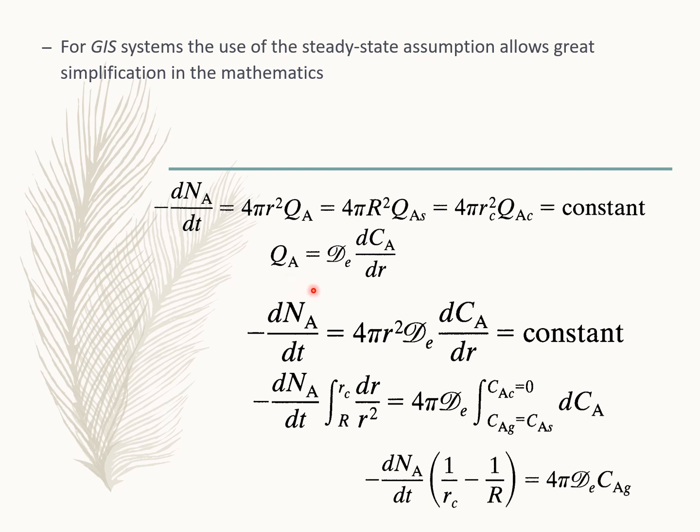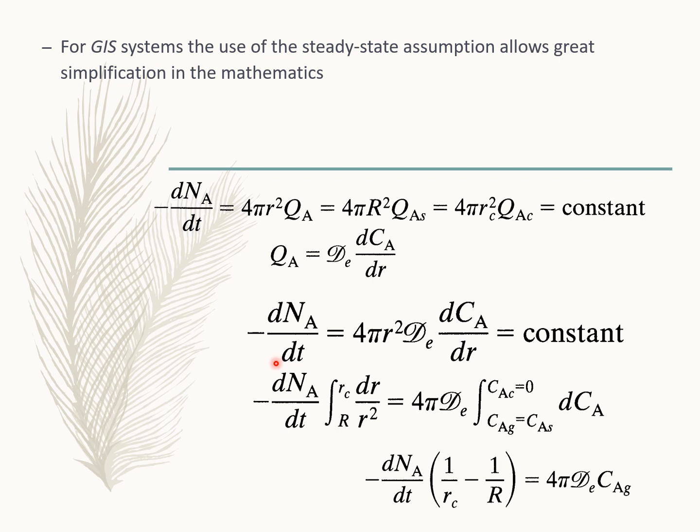Now for QA, we will be dealing with this QA for any radius in order to make the derivation. This equation comes from Fick's law, so we are assuming that the flux of A through the ash layer is given by Fick's first law in the radial direction along the radius, where De is the effective diffusion coefficient of the gas in the layer. So replacing De times dCA over dr in this equation, we have minus dNA over dt equal to 4 pi r squared times De times dCA over dr, which is equal to a constant again.